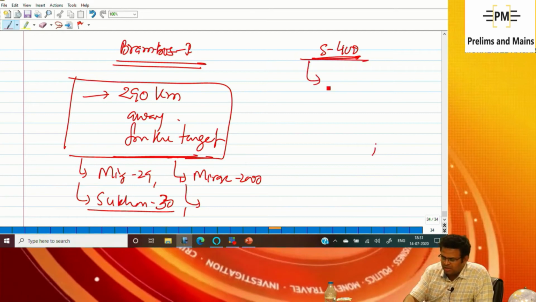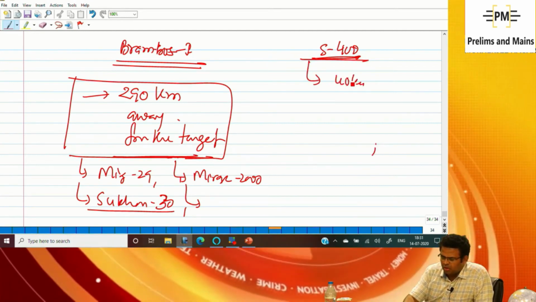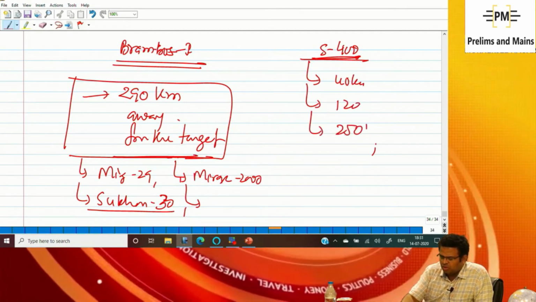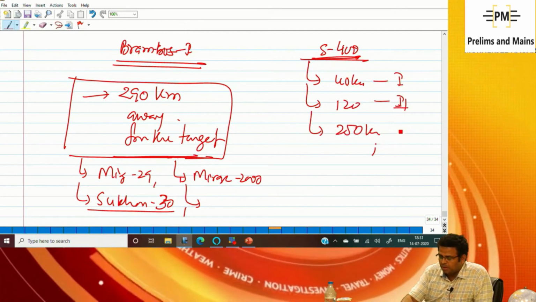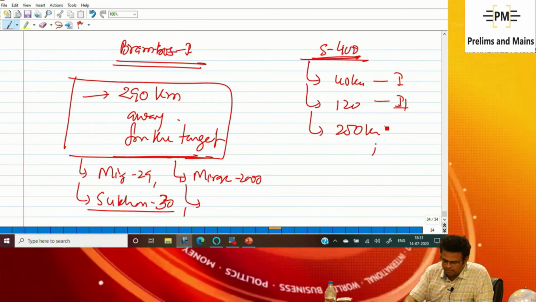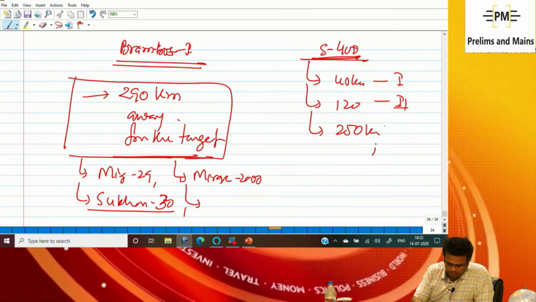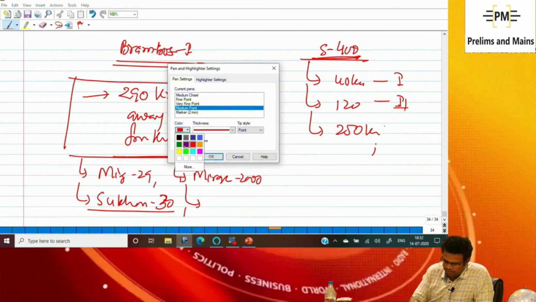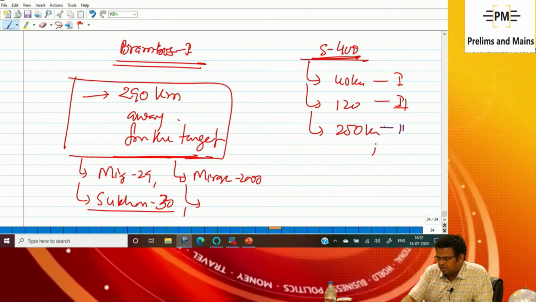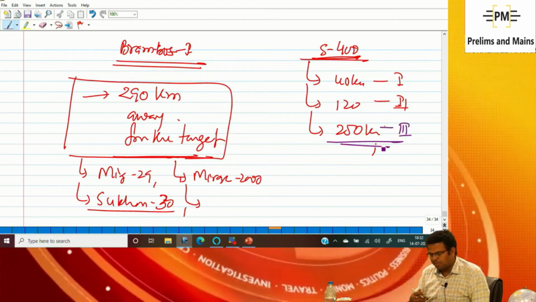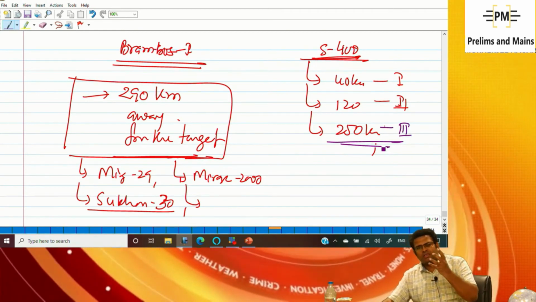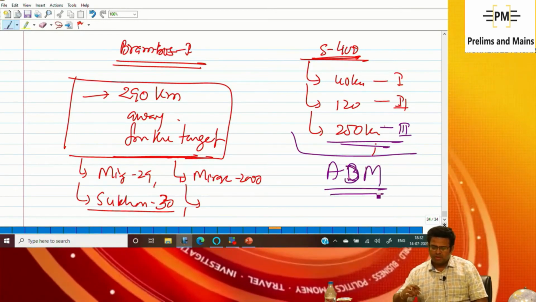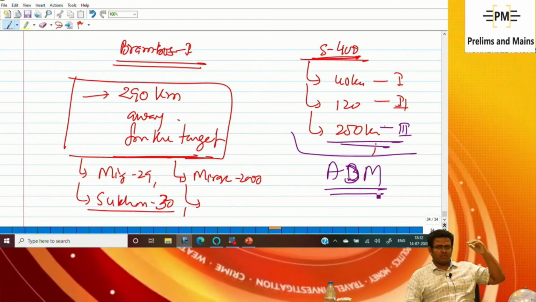S-400 that China has is a 40 kilometer variant 1. Variant 2 is 120 kilometers and then 250 kilometers. So China is having three variants, and this is the third variant. Now you just think, BrahMos 1, and S-400 is an anti-defense missile system, taken from Russia, which is considered the most important.